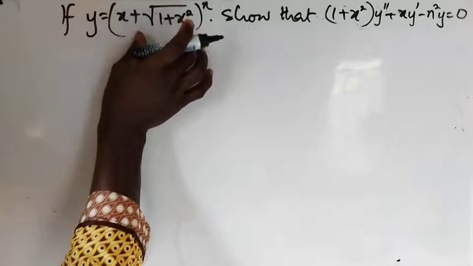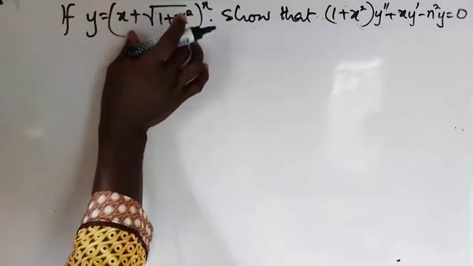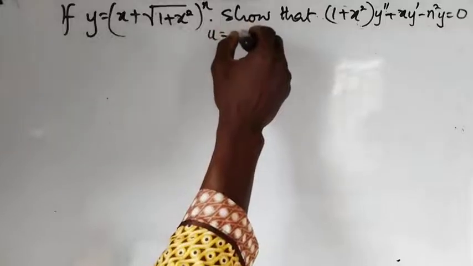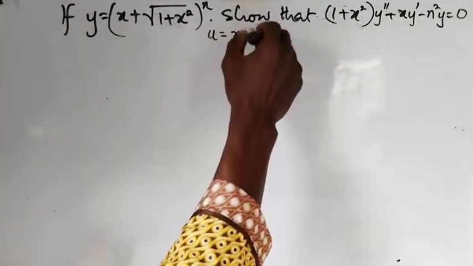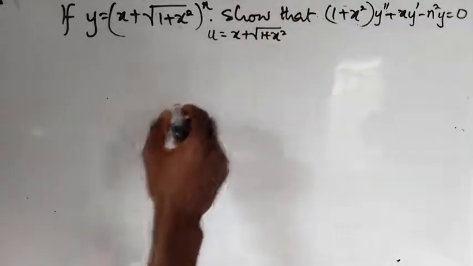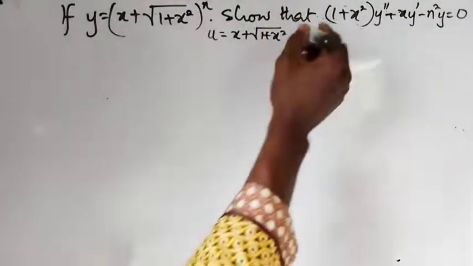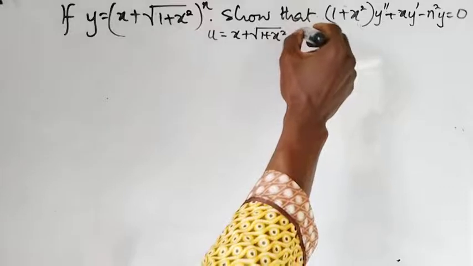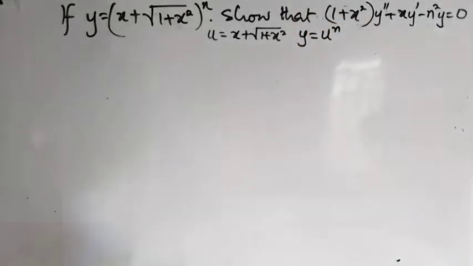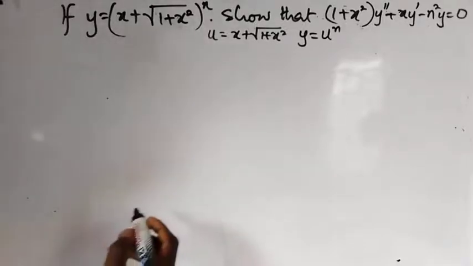Let's make the whole expression in the bracket u. So let's say u equals x plus the square root of 1 plus x², which also means that y will be u raised to the power n. Now let's differentiate.